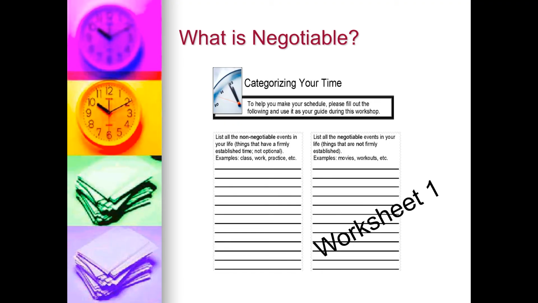Did you find that one list was longer than the other? Typically, students find that the non-negotiable list is pretty small, and students are in a lot more control of their time than they believed they had initially.